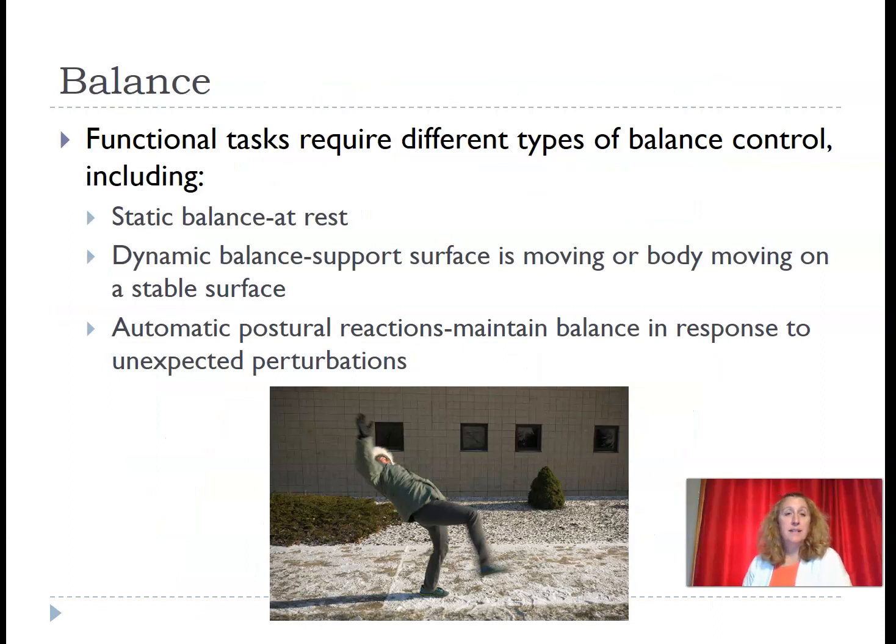So balance is looking in a couple of different positions. We look at it statically, dynamically, either in sitting and standing, and then there are automatic postural reactions that occur when external or extrinsic perturbations occur.